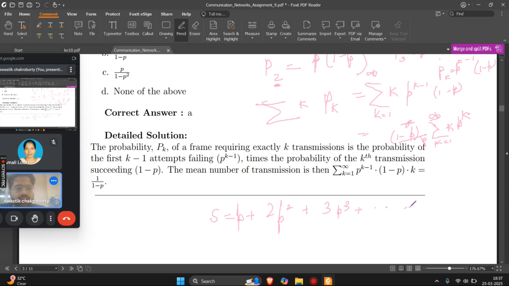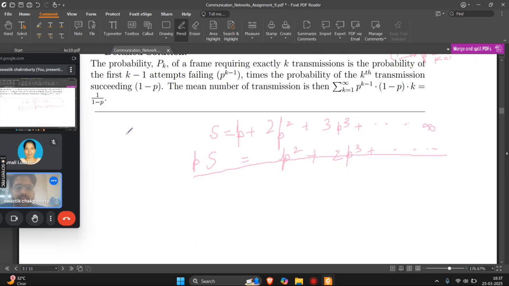So how do you solve this? This is a very popular trick used in class 12 mathematics, till infinity. So what you do is you just multiply by p and shift one place. So this will be 2p cube, like that. If you subtract it, it will be 1 minus p into S is equal to p plus p square plus p cube up to infinity. So this is a geometric progression. So it is first term by 1 minus common ratio. Here first term and common ratio are both p. So p by 1 minus p. So S is p by 1 minus p whole square.